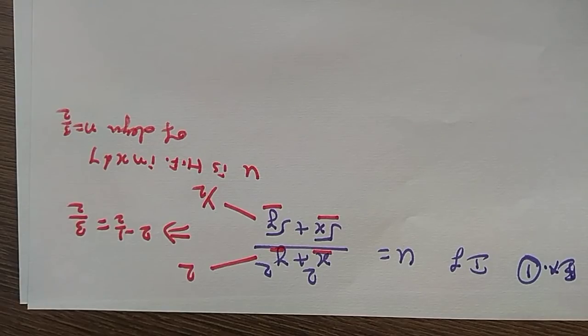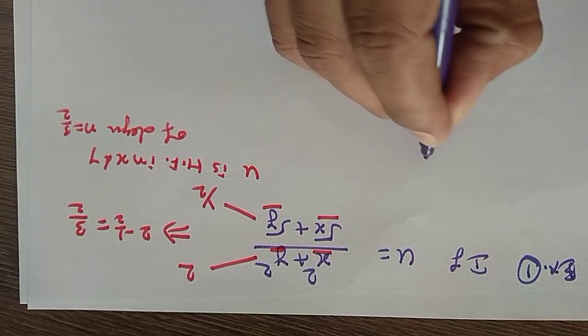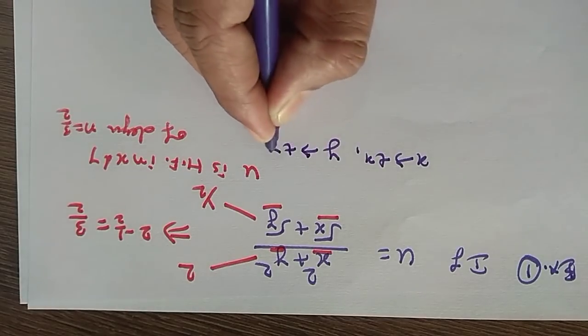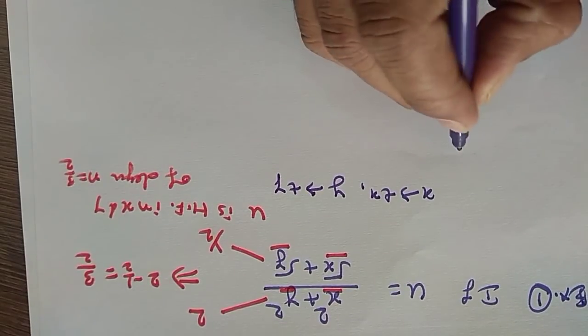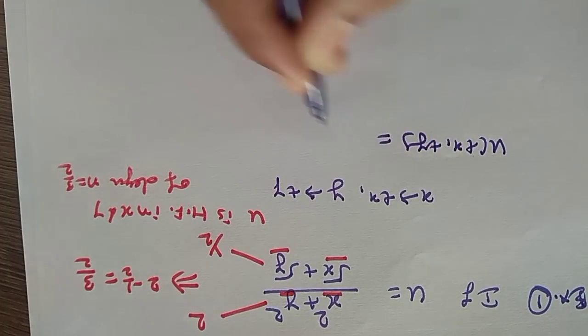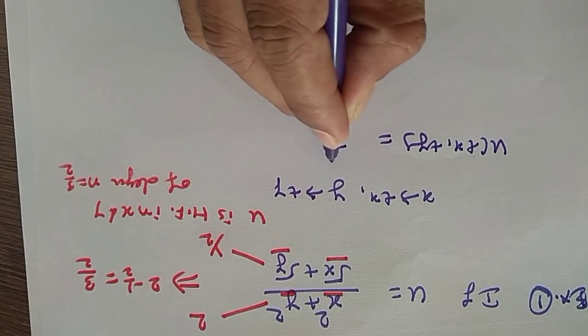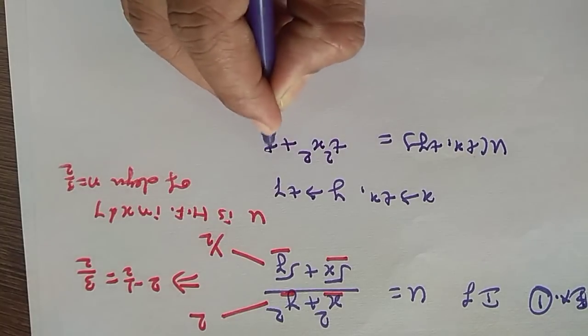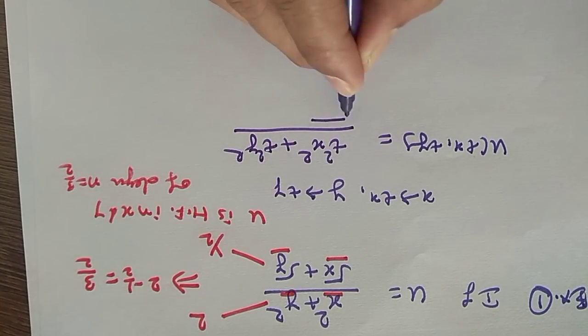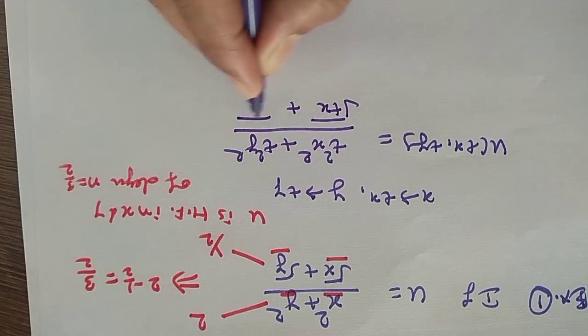Okay, means by observing we can also find out its degree. And again, I will go through our method. That means I will replace x by tx and y by ty. Then what will happen? We will check. u of tx, ty is equal to t square x square plus t square y square divided by root of tx plus root of ty.